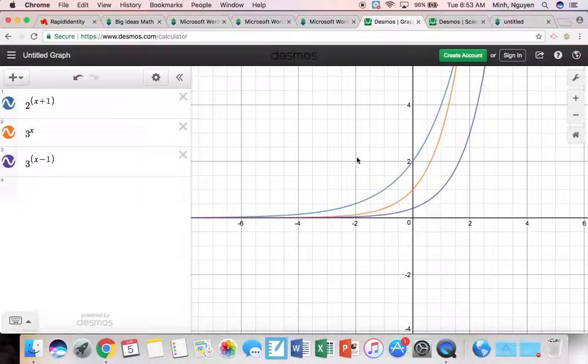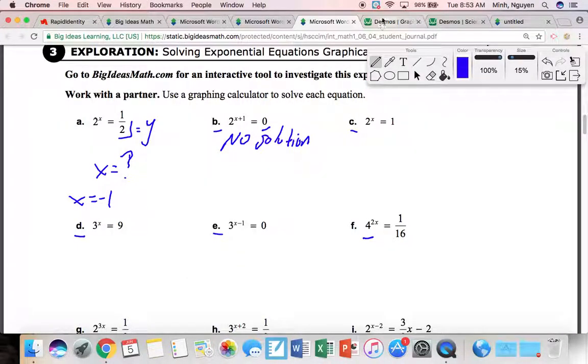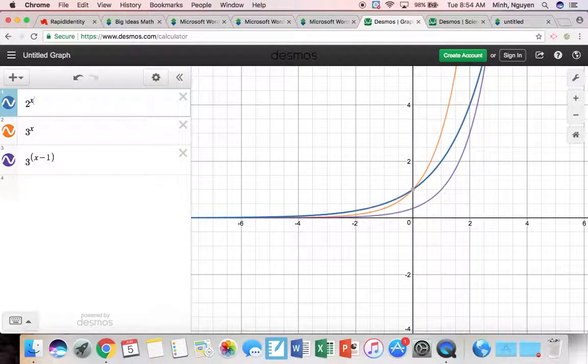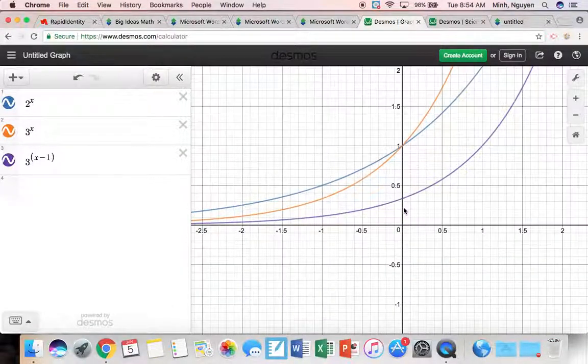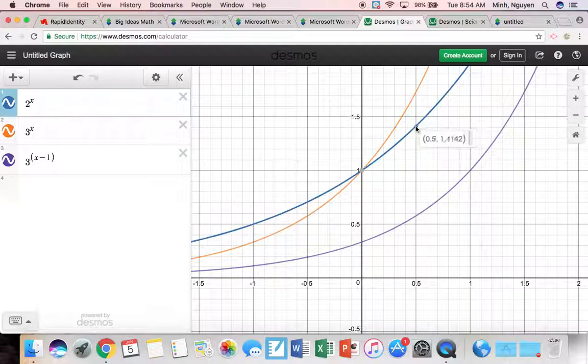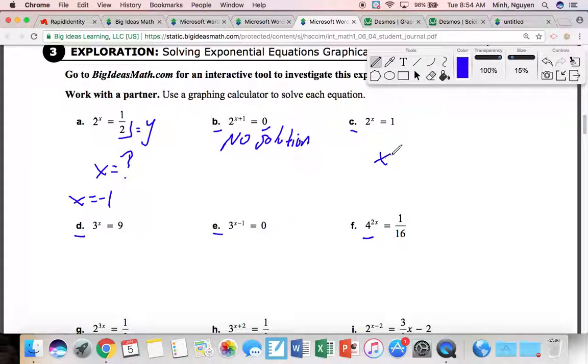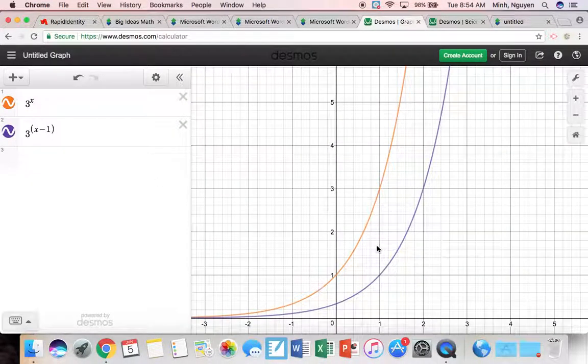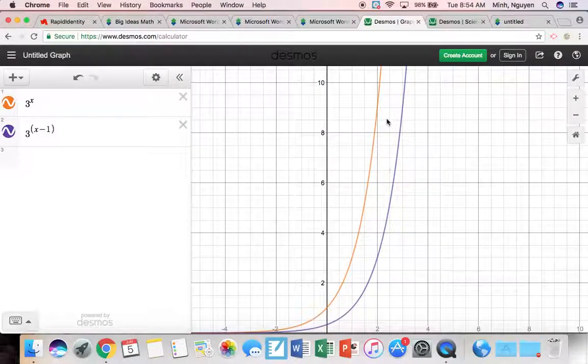2 to the x equals 1. Oh, I didn't plug that in. So let's just say 2 to the x and see where that equals 1. And if we look on this blue line, when x is 0, x equals 0. 3 to the x equals 9, which is the orange line. Where does it equal 9? 9 is all the way up here, actually. If this is 8, 9 is like in the middle. It seems to be x equals 2.